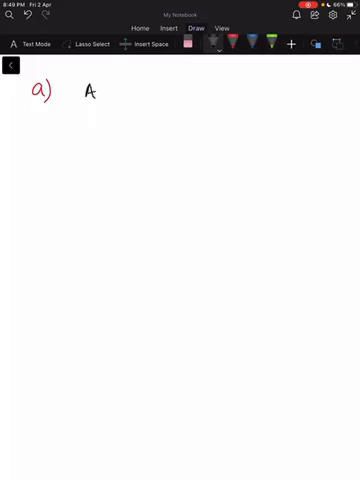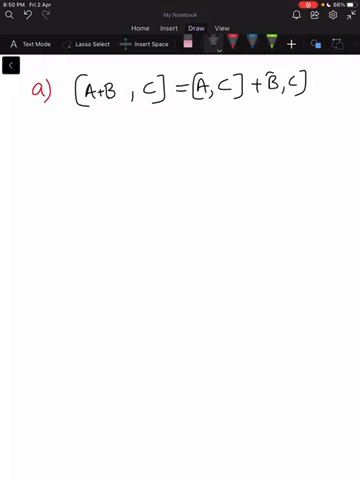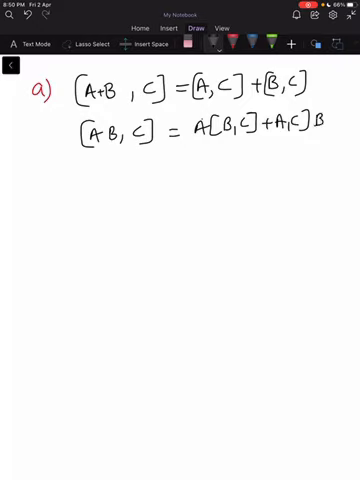In this question, we need to prove the following identities. First, [a + b, c] = [a, c] + [b, c]. And the second identity is [ab, c] = a[b, c] + [a, c]b.